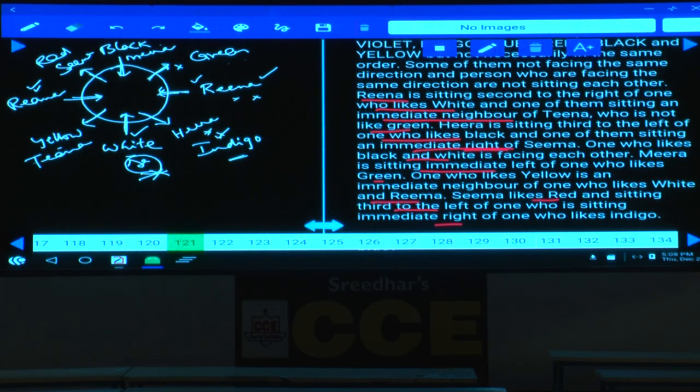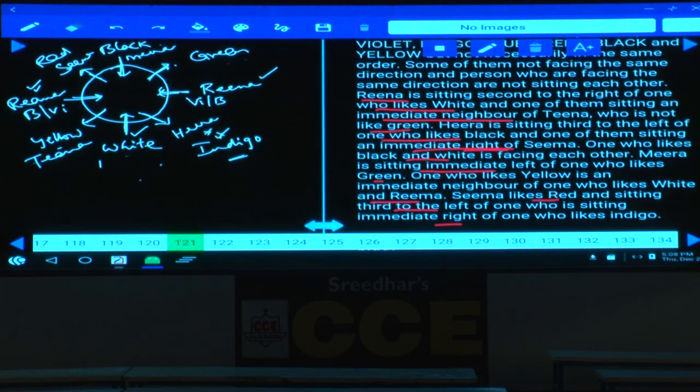Now we are left with two more colors. What are those two? Blue and violet. No information is given about these two. Blue is here and violet will be here, or if blue is here, violet will be here. And as for the persons here, what are the two persons left over? Who are the two persons left over? Meera is one, and where are the two persons left over?